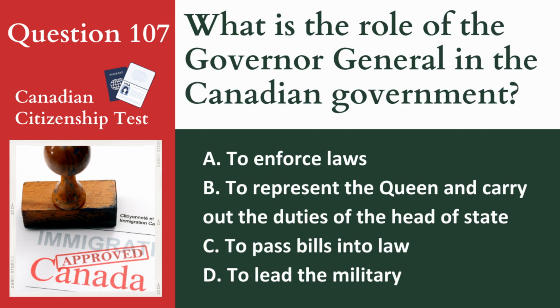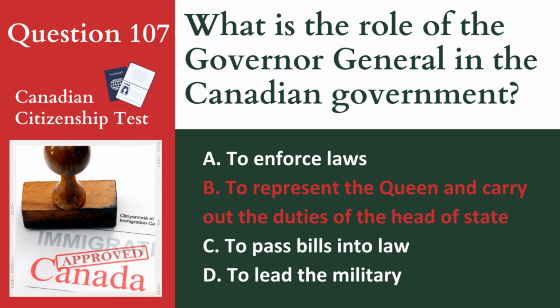Question 107. What is the role of the Governor-General in the Canadian government? A. To enforce laws. B. To represent the Queen and carry out the duties of the head of state. C. To pass bills into law. D. To lead the military. Answer: B. To represent the Queen and carry out the duties of the head of state. The Governor-General acts on behalf of the Queen in Canada.